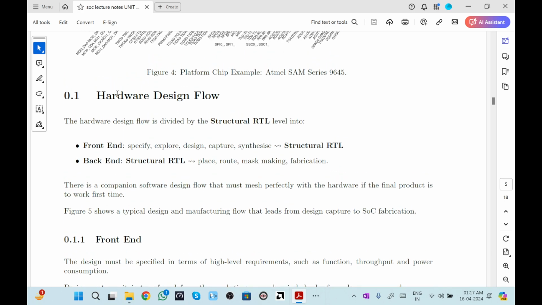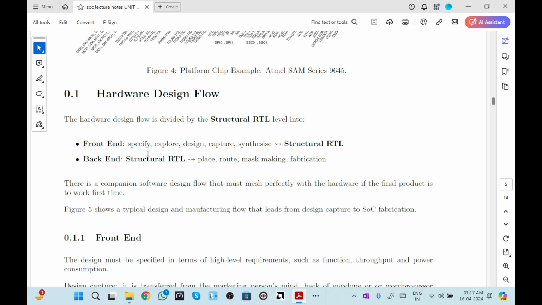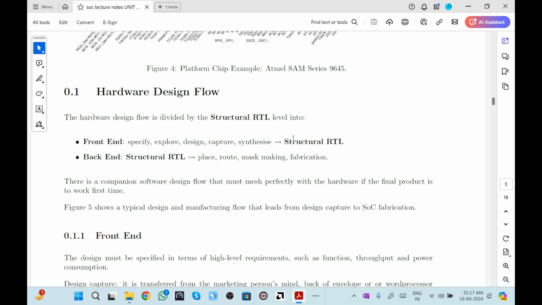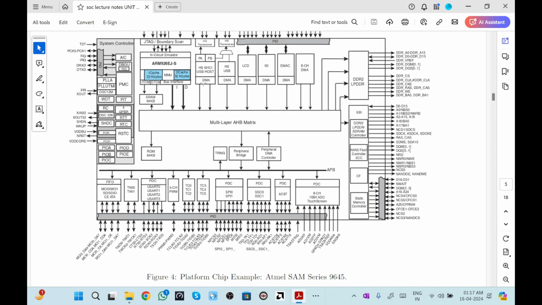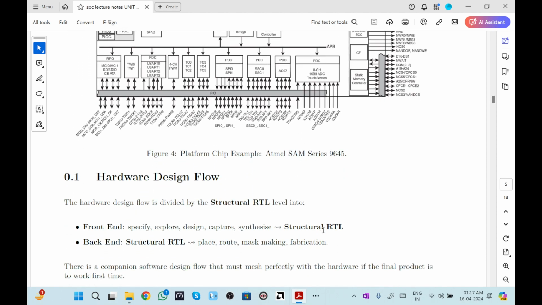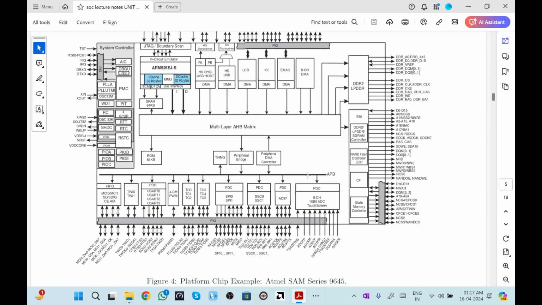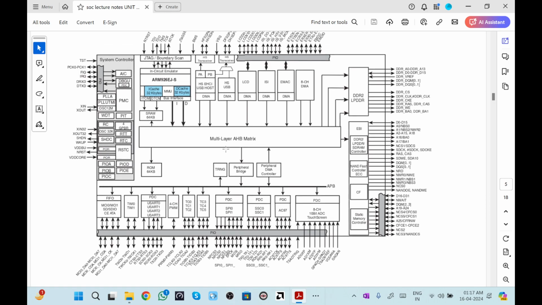So there is a hardware design flow, which we can say has a front end and a back end. If I talk about the front end, the front end uses RTL architecture, in which we are designing the logic using logic gates. There are different coding styles which the RTL engineer uses. The RTL engineer uses a Verilog type of coding, in which he codes in different styles.